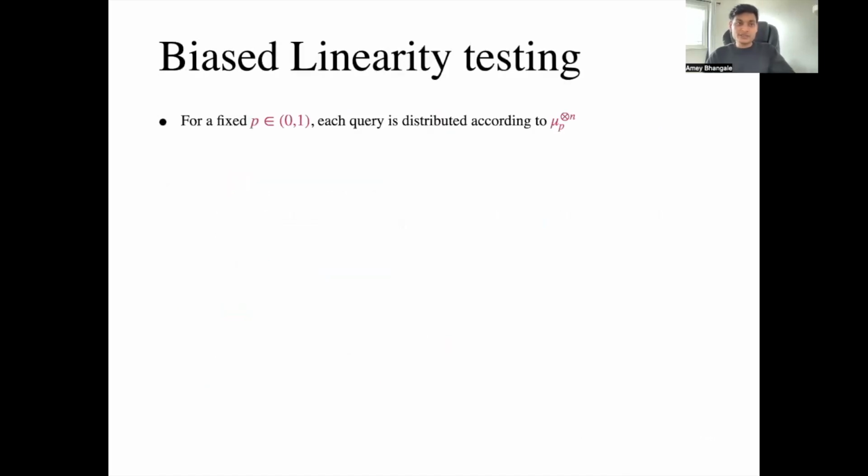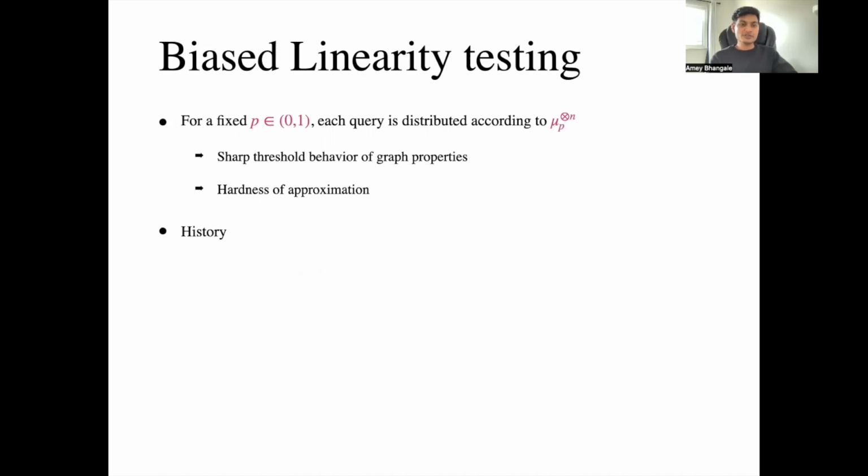And so what we are interested in is biased linearity testing, where we want each query to be distributed according to the p-biased measure on the bit {0,1}, which is you just sample 1 with probability p and you sample 0 with probability 1 minus p, for a fixed constant p. So p-biased distributions are really important in theoretical computer science. Just to give a couple of examples, they are used to understand the sharp threshold behavior of different graph properties. They are also used in many hardness of approximation results. So understanding properties of a function under a p-biased distribution is really important.